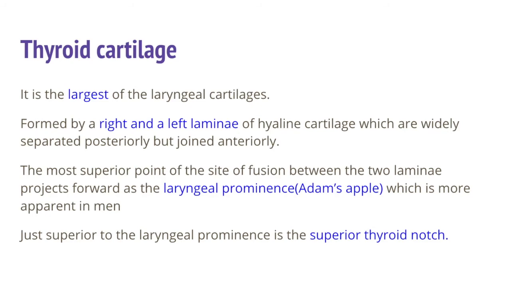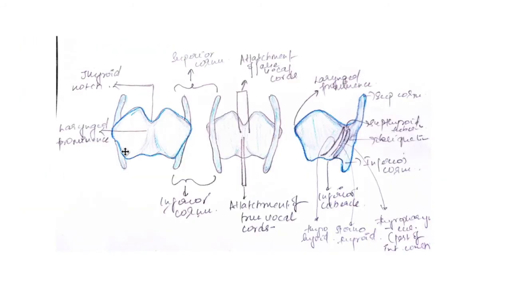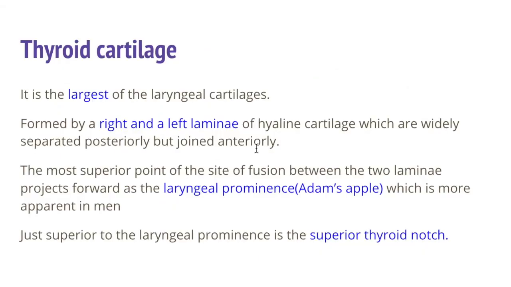So let me show you in the diagram. So we are saying that the thyroid cartilage is formed by two laminae, the right and the left laminae. Okay, and where they join, there's a prominence called the laryngeal prominence. Now, this laryngeal prominence is also called the Adam's apple, and it is more apparent in men.